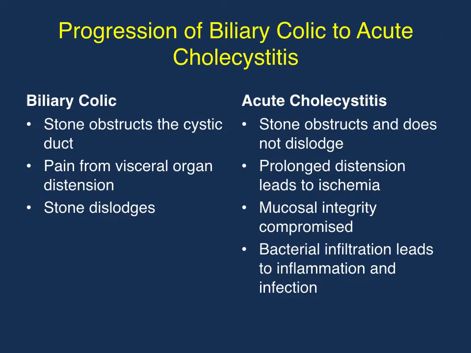Let's apply the same concepts we just learned to the gallbladder. Here is a slide showing the symptoms for the progression of biliary colic to acute cholecystitis. There's luminal obstruction. Biliary colic occurs when the stone obstructs the cystic duct. There's visceral pain as the gallbladder becomes more distended. However, this pain usually disappears once the stone dislodges.